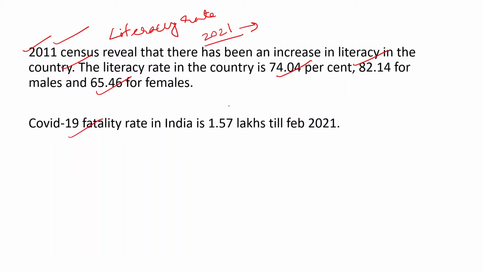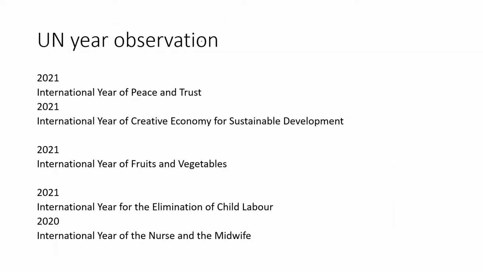Remember this COVID-19 fatality rate in India is 1.57 lakhs till February 2021. That also you have to remember to quote somewhere in your essays. Now let us check UN year observations during 2021.